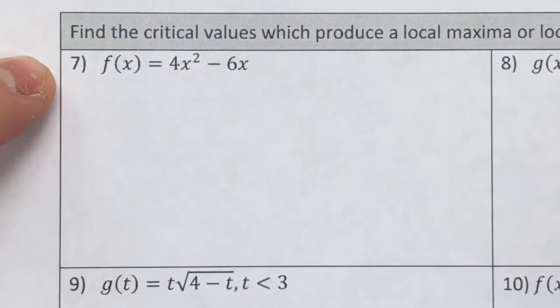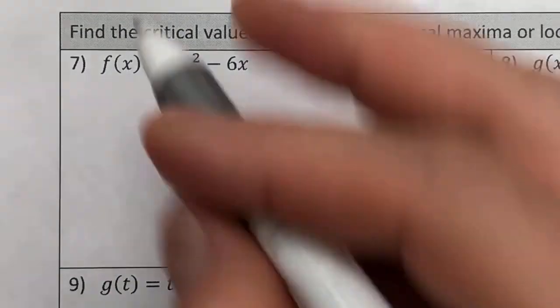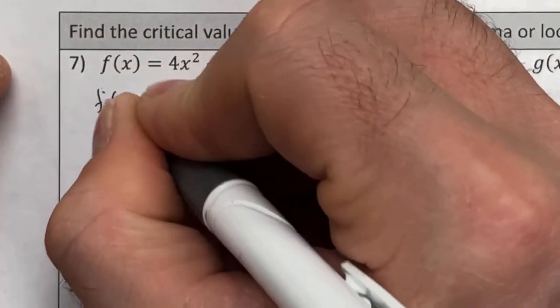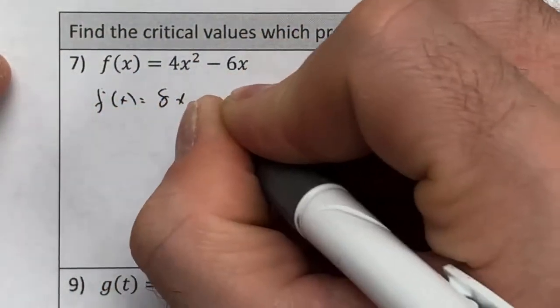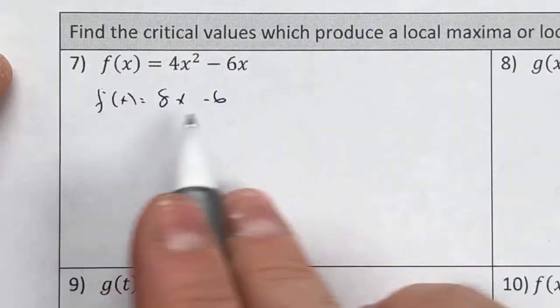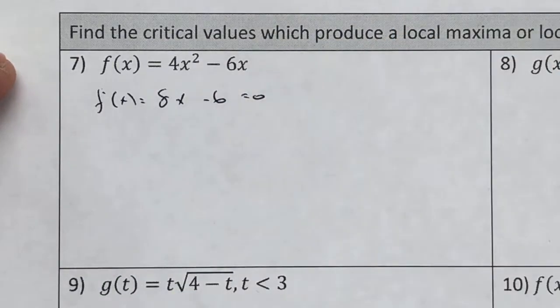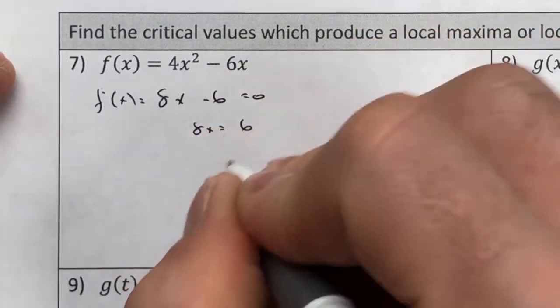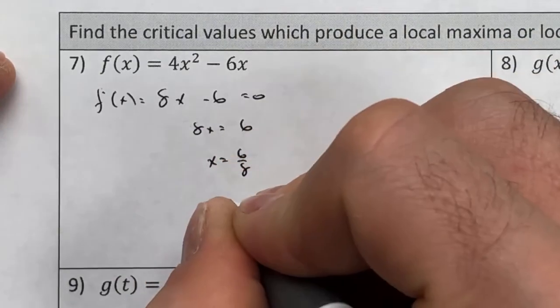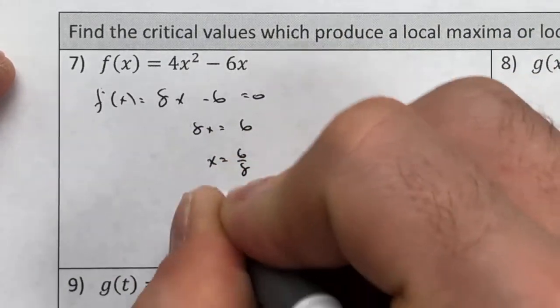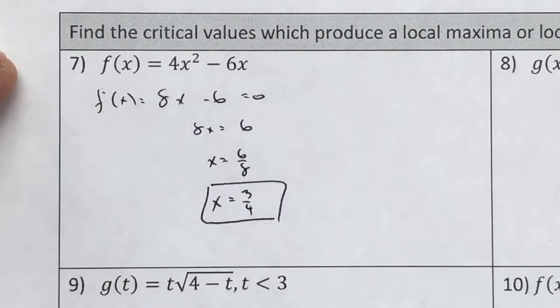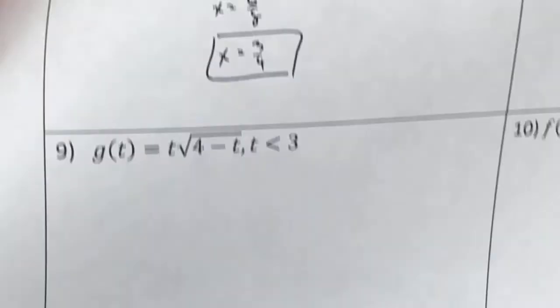Number 7, the first one. Pretty straightforward. This is a quadratic, so I know that because it's positive, I should have a minimum at the vertex. But really all we need to do is say, okay, the derivative is 8x minus 6. There is my derivative. I'm going to set this equal to 0 and solve, which means 8x is equal to 6, or x is equal to 6/8, or x is equal to 3/4. Boom. Easy enough. Now, let's try one more.